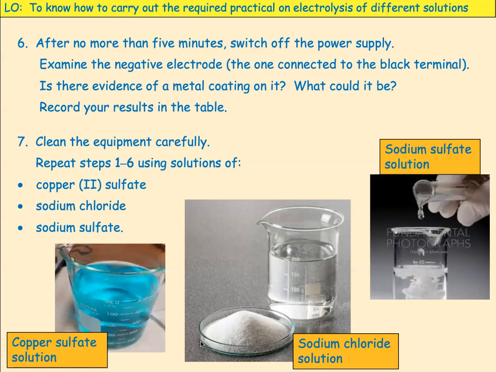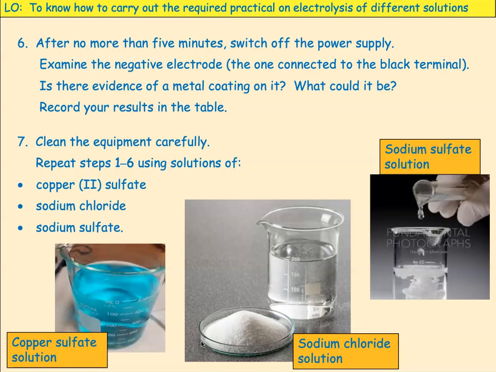After no more than 5 minutes, switch off the power supply. Examine the negative electrode, which is the one connected to the black terminal, the one connected to the negative electrode in the power pack. Is there evidence of a metal coating on it? And what do you think that could be in copper chloride? Okay, record your results in the table. After you've done that, clean the equipment carefully, because if you have had a metal made, then you'll need to clean it carefully off so you can observe the next few.